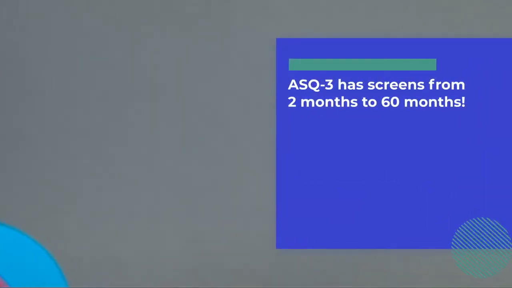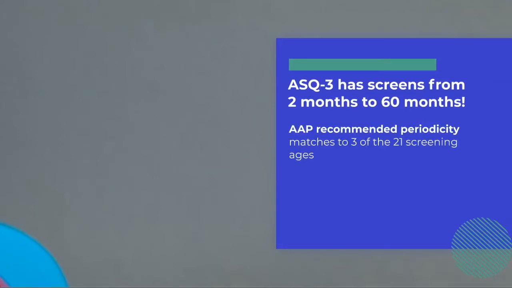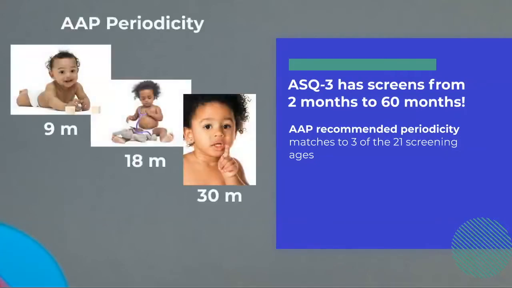The ASQ3 is a parent-completed general development screen. ASQ3 has reliable screens from age 2 months to 60 months or 5 years. Indeed, there are 21 different screens available, including the 3 screens recommended by the American Academy of Pediatrics at 9 months, 18 months, and 30 months.